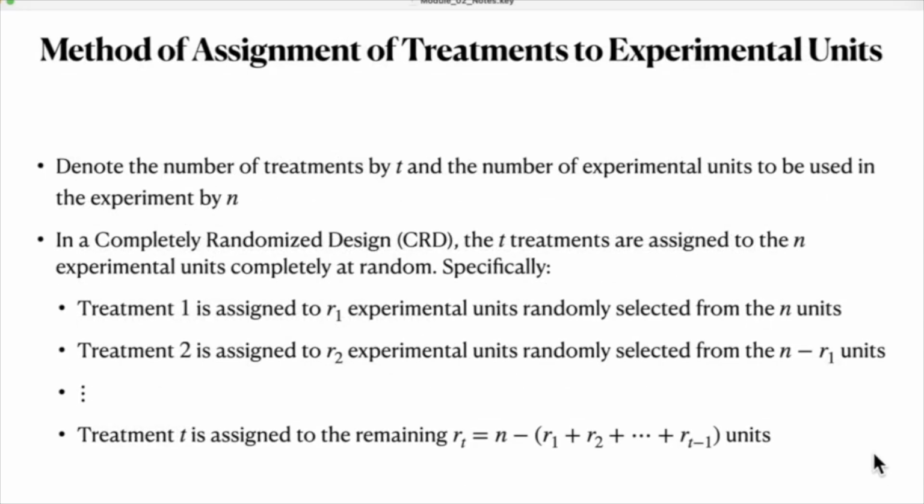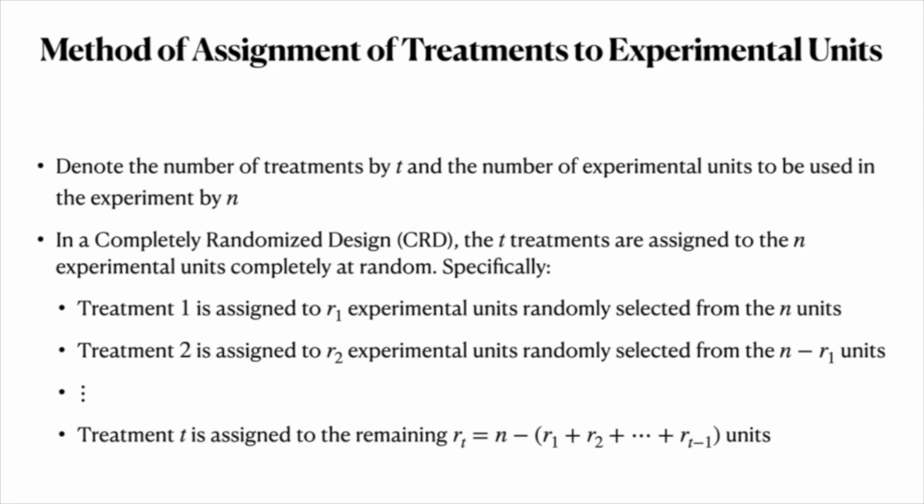All right, now let's talk about the method of assignment of treatments to experimental units for a completely randomized design. Let's denote the number of treatments by T and the number of experimental units to be used in the experiment by N. So N is the total number of experimental units that are to be used in the experiment. Now, in a completely randomized design, or a CRD, the T treatments are assigned to the N experimental units completely at random. Now, what does that mean?